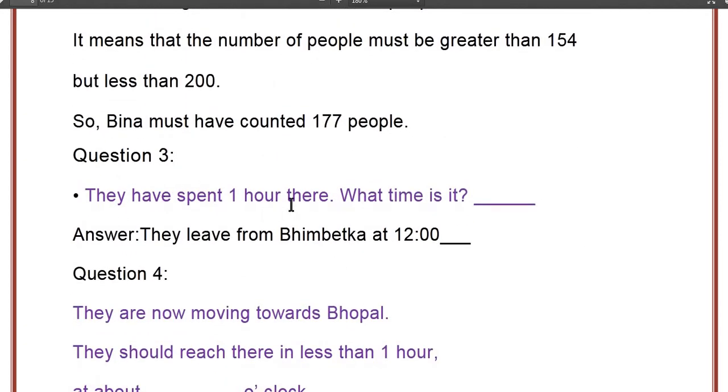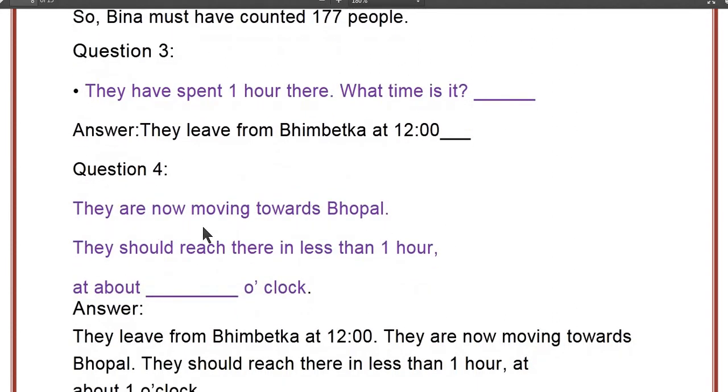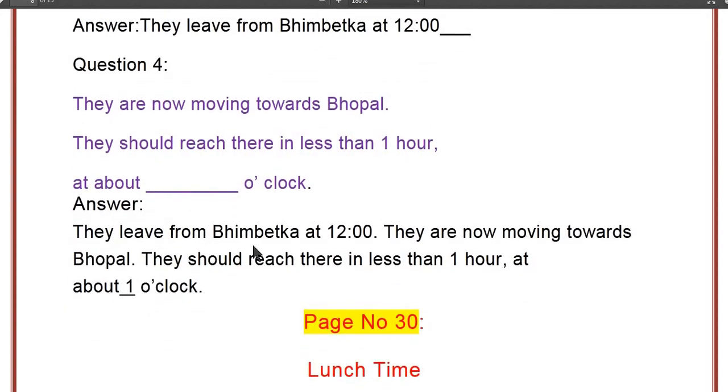Question number 3. They have spent 1 hour there. What time is it? They leave from Bhimbetka at 12 o'clock. Question number 4. They are now moving towards Bhopal. They should reach there in less than 1 hour, about dash o'clock. They leave from Bhimbetka at 12. They are now moving towards Bhopal. They should reach there in less than 1 hour, at about 1 o'clock.